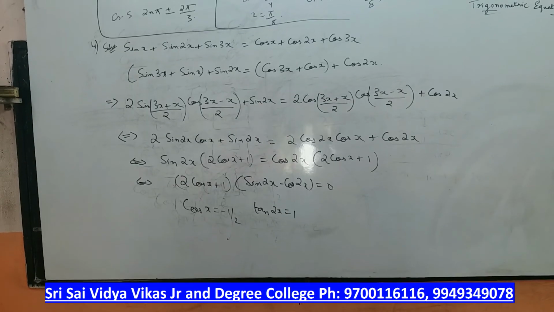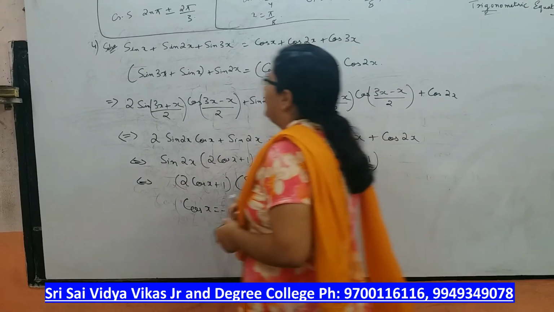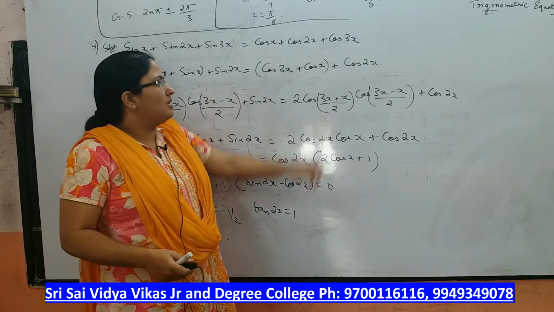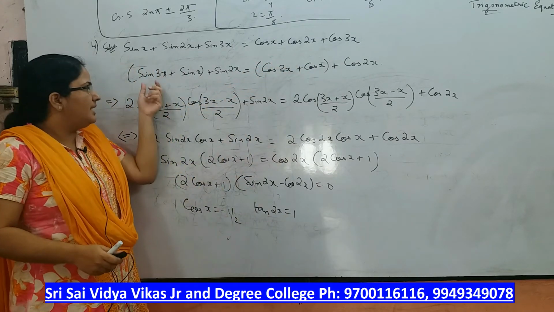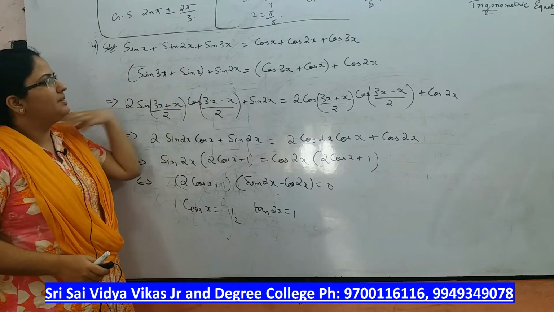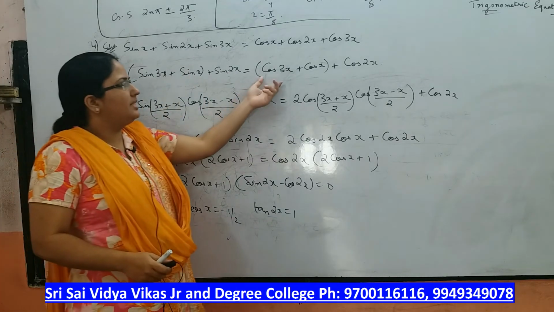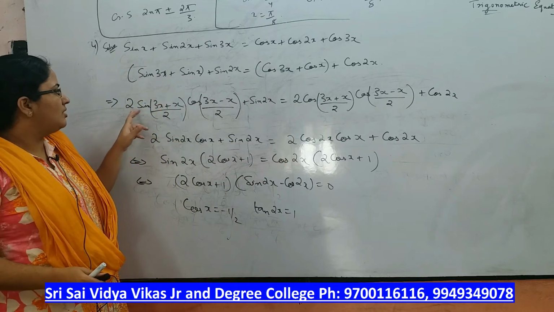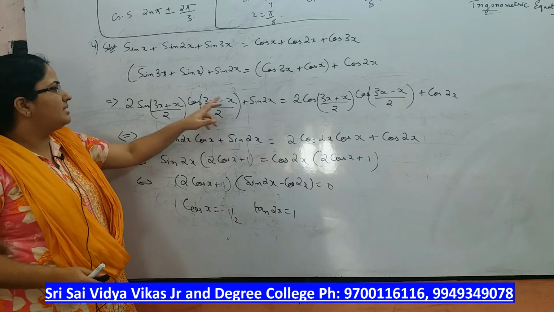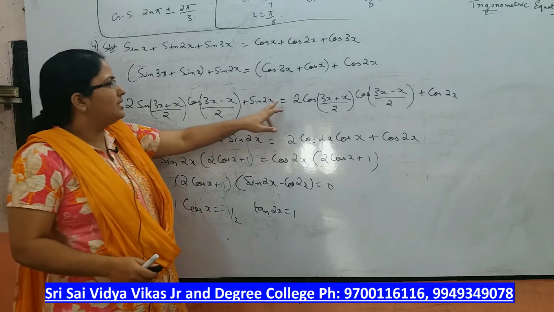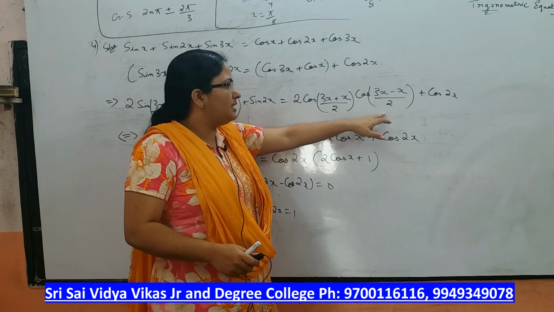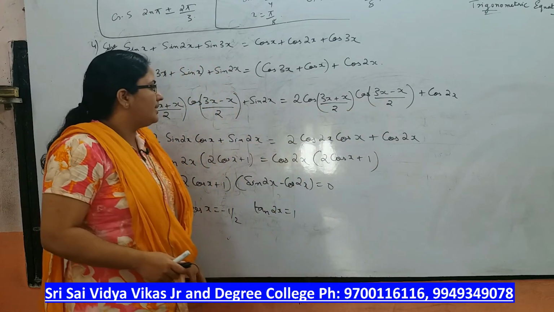Our next problem for today: sin x plus sin 2x plus sin 3x is equal to cos x plus cos 2x plus cos 3x. We are clubbing sin 3x and sin x, plus sin 2x, and here we are clubbing cos 3x plus cos x, plus cos 2x. Sin plus sin is 2 sin cos: 2 sin((3x plus x)/2) cos((3x minus x)/2) is sin 2x. Cos plus cos is 2 cos cos: 2 cos((3x plus x)/2) cos((3x minus x)/2) plus cos 2x.